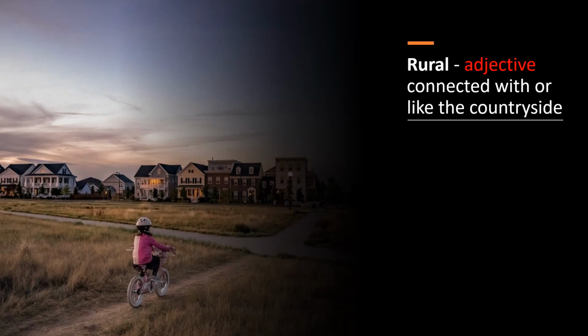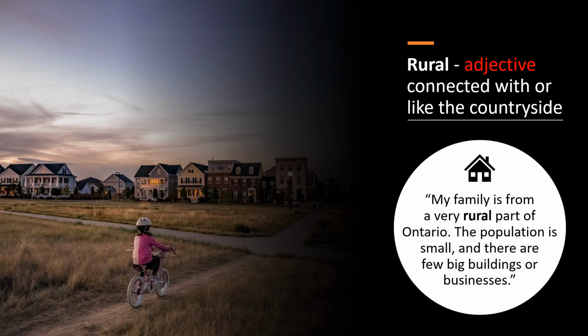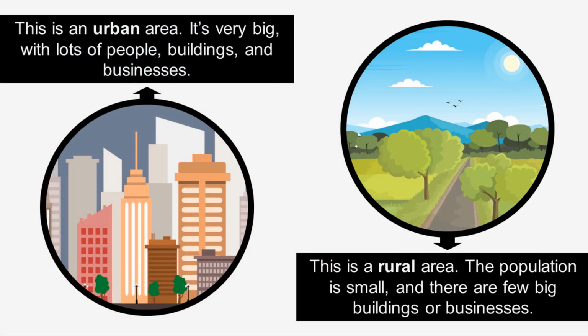Rural is an adjective that means connected with or like the countryside. My family is from a very rural part of Ontario. The population is small and there are few big buildings or businesses. Here's a graphic I made to help explain the difference.